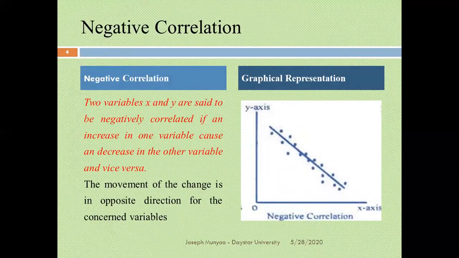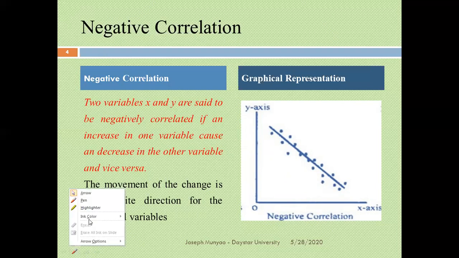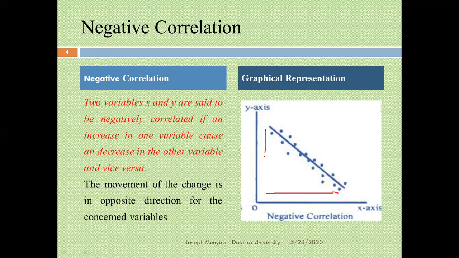Negative correlation: x and y will have a negative correlation if one variable is increasing and is causing the other one to decrease, meaning that they are moving in opposite directions. That is shown in the diagram. One is coming down, the other one is going up. So in this diagram, you can see that as x is increasing, y is coming down.